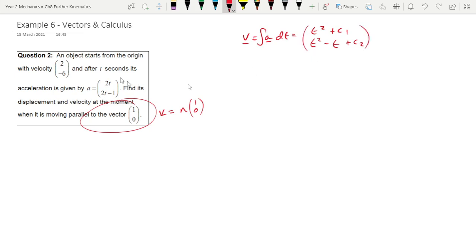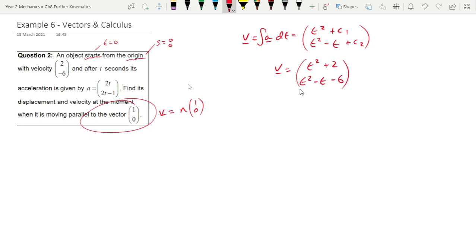Now to find what that constant is, you need to use some of the other information. So it says it starts, so obviously starts means t equals 0, from the origin, so that means that s is 0, 0, with velocity 2, minus 6. So we can substitute that in. But because it starts with t equals 0, we can actually just say that c1 is 2 and c2 is minus 6. Okay. So the velocity is t squared plus 2, and then t squared minus t minus 6.